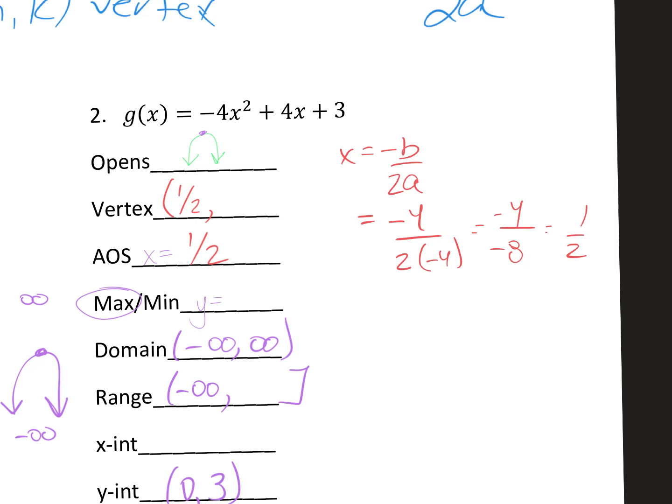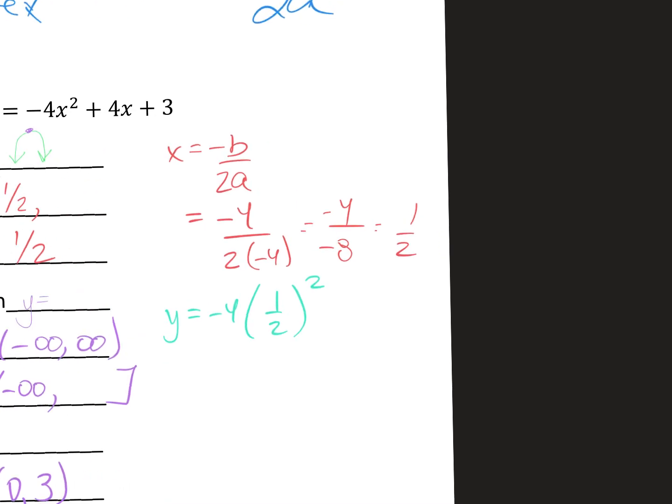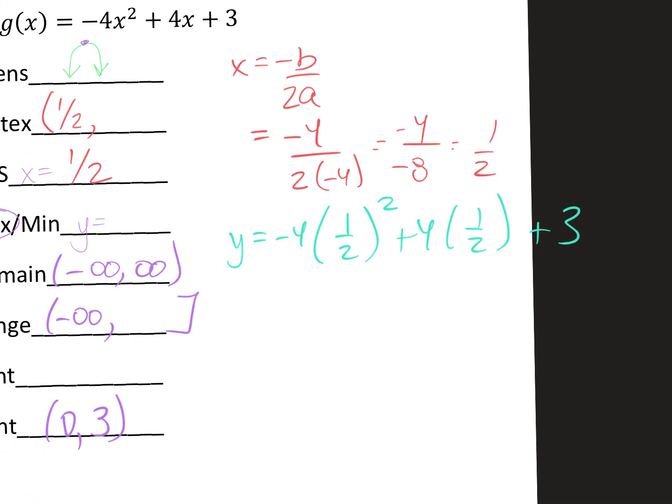How do I find the y part? You plug back in, great. So y equals, I have negative 4 times 1/2 squared, right? Plus 4 times 1/2 plus 3. So when we evaluate this, guys, we have negative 4. Remember, this 2 goes to the numerator and to the denominator, so it's times what? 1/4.